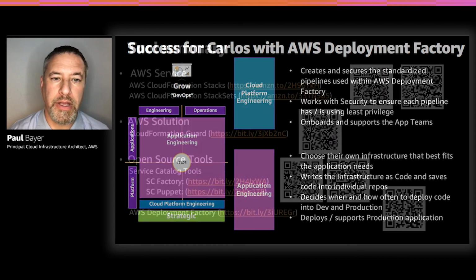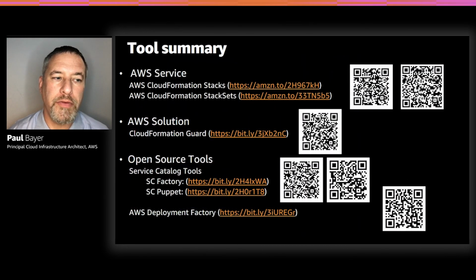So, in summary, we talked about a number of different tools and solutions. We talked about the AWS services, CloudFormation stacks and stack sets, and here are some links to more information about stacks and stack sets. We did touch upon CloudFormation Guard as the tool that would be embedded within the pipelines to ensure compliance. We talked about open source tools, Service Catalog Factory and Puppet, as well as the AWS deployment framework. And again, links are here on the page.